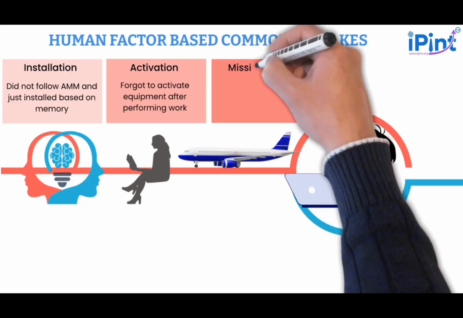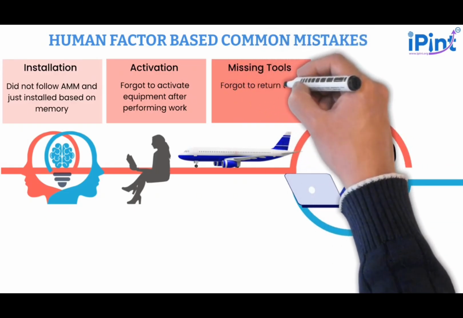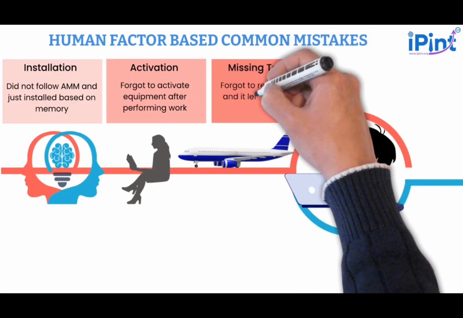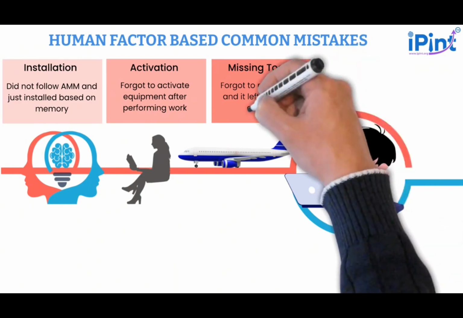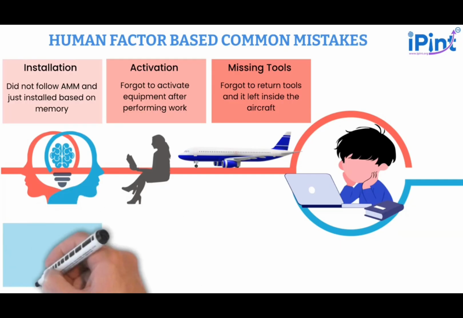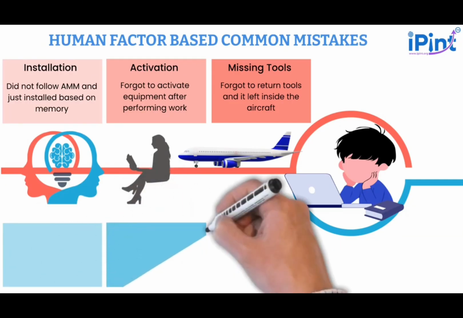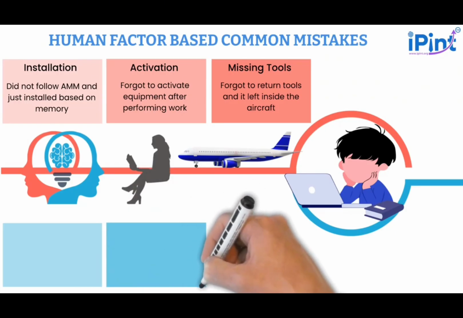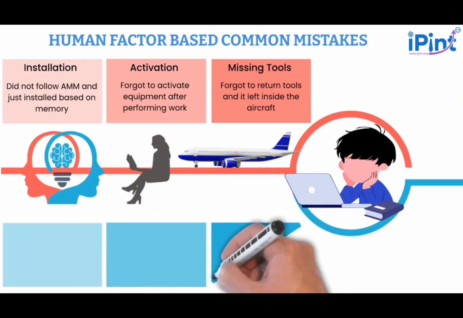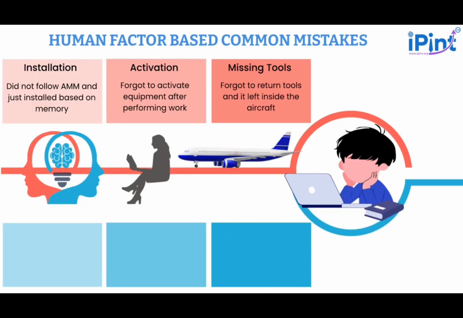Missing tools. Leaving tools inside the aircraft. Tools were not returned after the job was done and were left inside the aircraft. This is not a minor housekeeping issue. A foreign object inside an aircraft can interfere with critical systems, jam moving parts, or cause catastrophic damage in flight. Every tool that goes onto an aircraft must be accounted for before that aircraft moves.